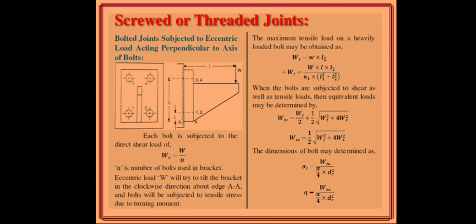So these two types are the most important, and the problems will be based on these two types. So you need to remember these formulas related to the eccentric load parallel to the axis of the bolt and the eccentric load acting perpendicular to the axis of the bolt. Thank you. Now in the next video we will see the design of a welded joint.